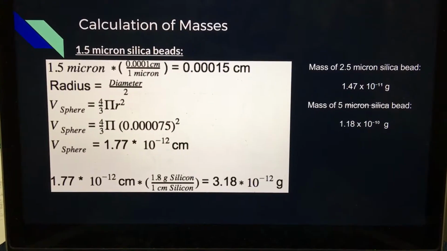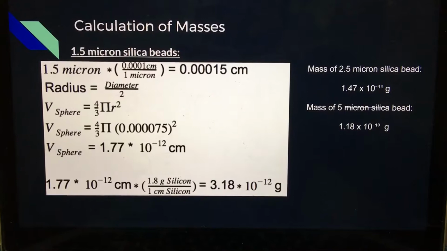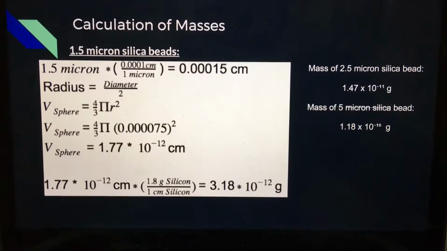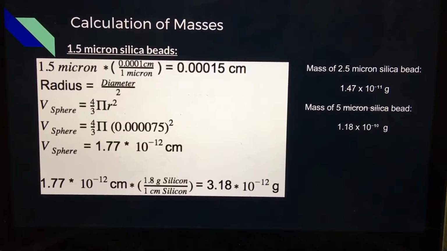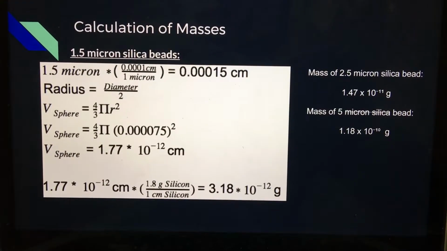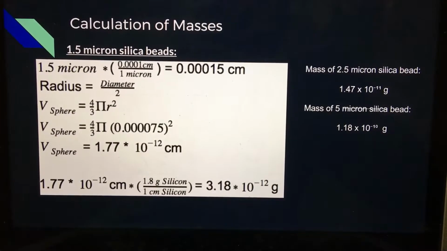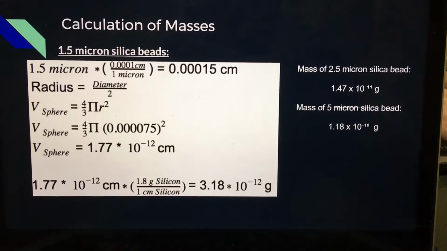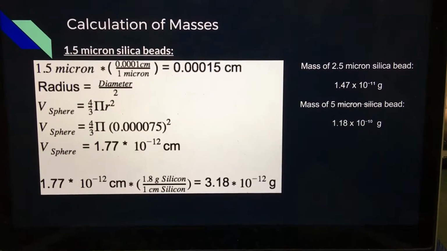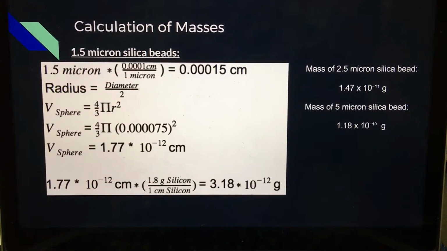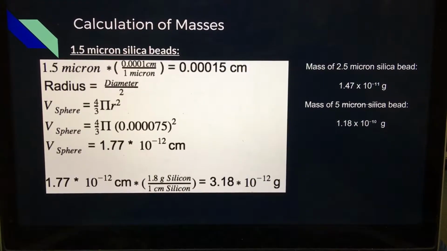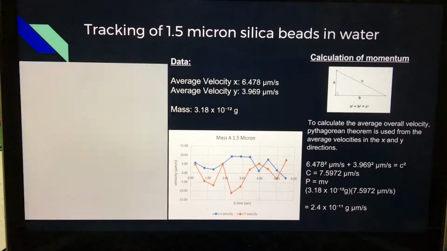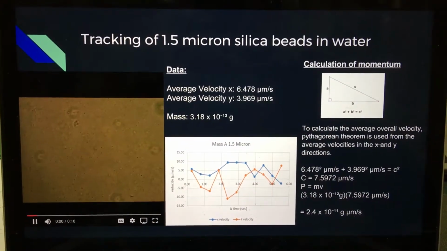We took the micron, which is the diameter of each bead, and we converted that to centimeters. And so with the diameter of each bead, we can divide that by 2 to find the radius and plug that into the volume of a sphere equation, which is 4/3 pi r squared. And so for the 1.5 micron silica beads, we found the mass to be 3.18 times 10 to the negative 12th grams. And for the 2.5 micron silica beads, we found it to be 1.47 times 10 to the negative 11 grams. And for the 5 micron silica beads, we found it to be 1.18 times 10 to the negative 10 grams.